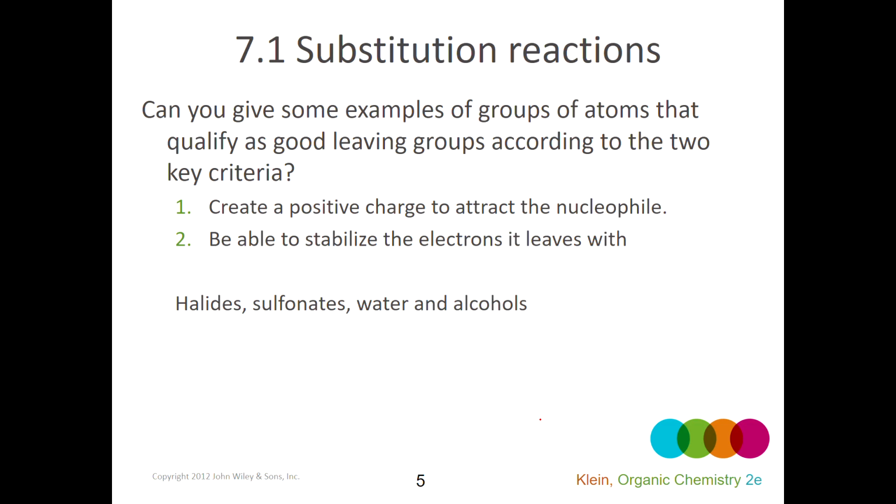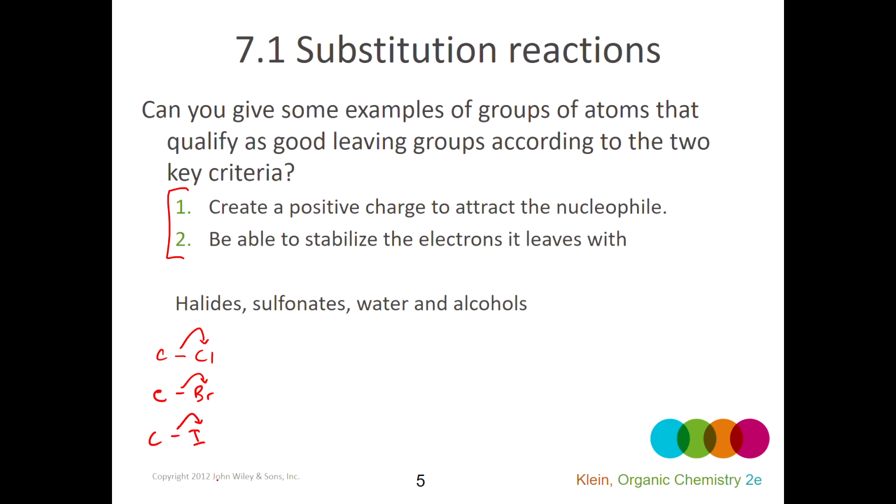All right, so let's talk about some examples of good leaving groups. These are our 2 criteria. One category is the halides. If I have a chlorine, a bromine, or an iodine attached to a carbon, that makes a great leaving group.